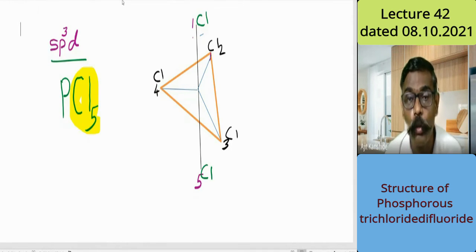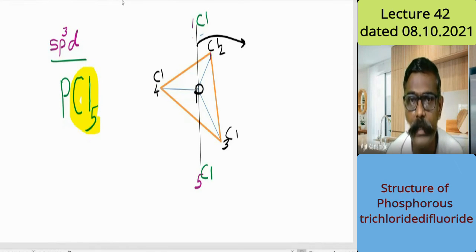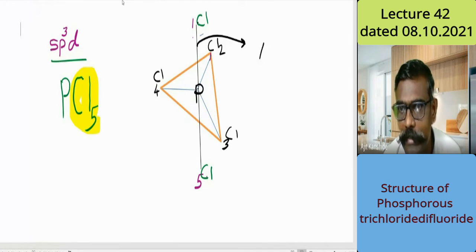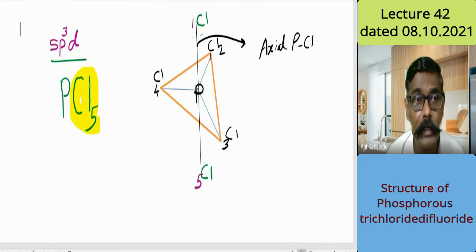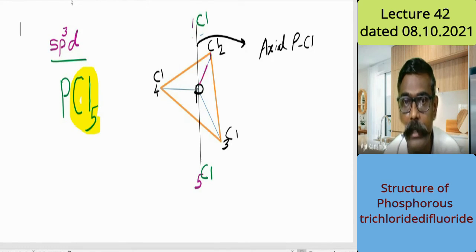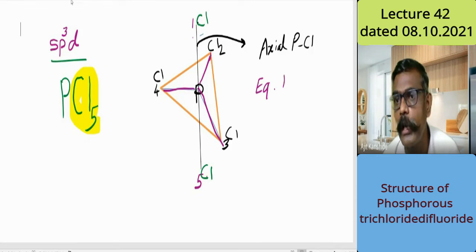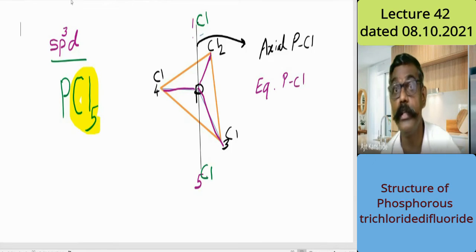Because of that, whatever this black bond is, this bond length, here at the center is phosphorus. So phosphorus and upper chlorine, phosphorus and lower chlorine, I call the axial phosphorus-chlorine bond length. And the other, phosphorus and equatorial chlorine, phosphorus and equatorial chlorine, phosphorus and equatorial chlorine, the equatorial phosphorus-chlorine bond length is not equal.